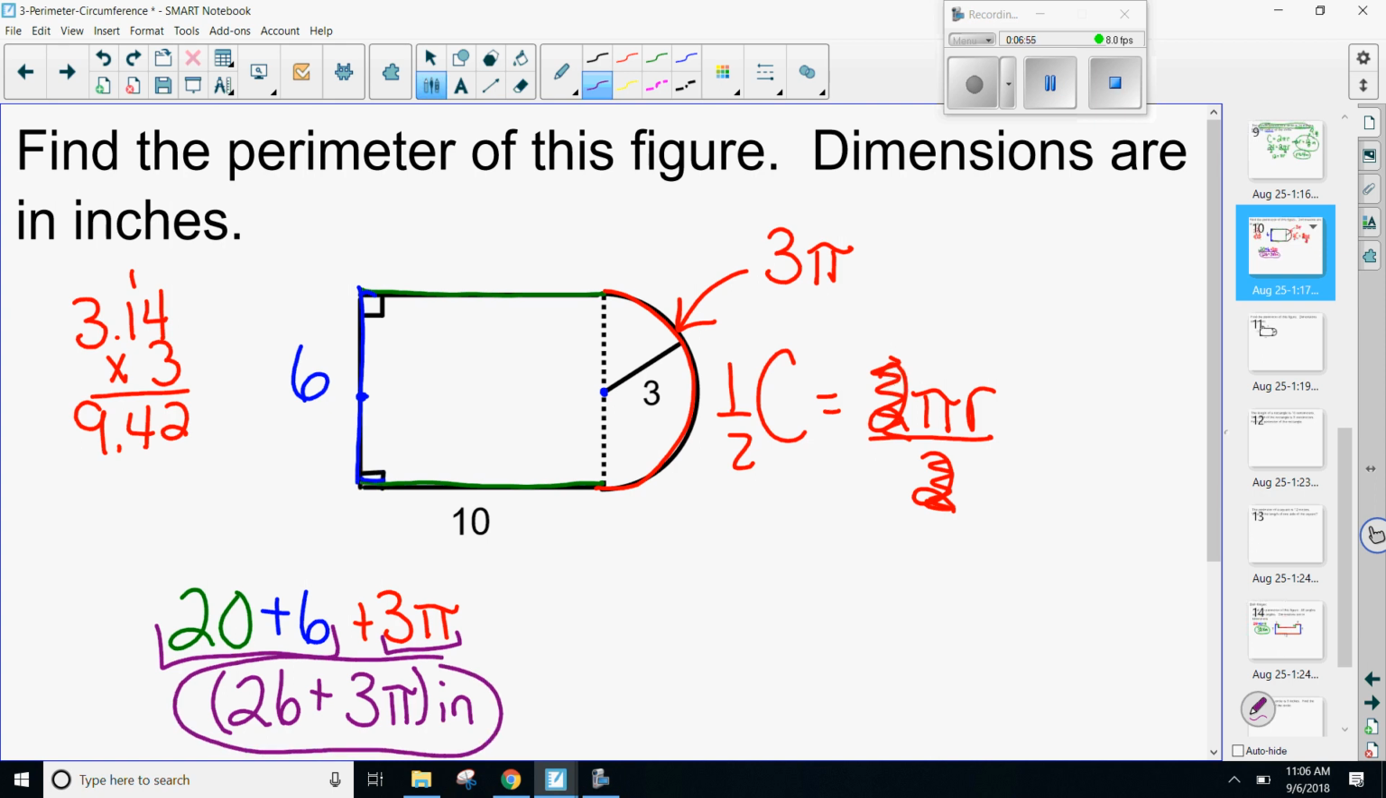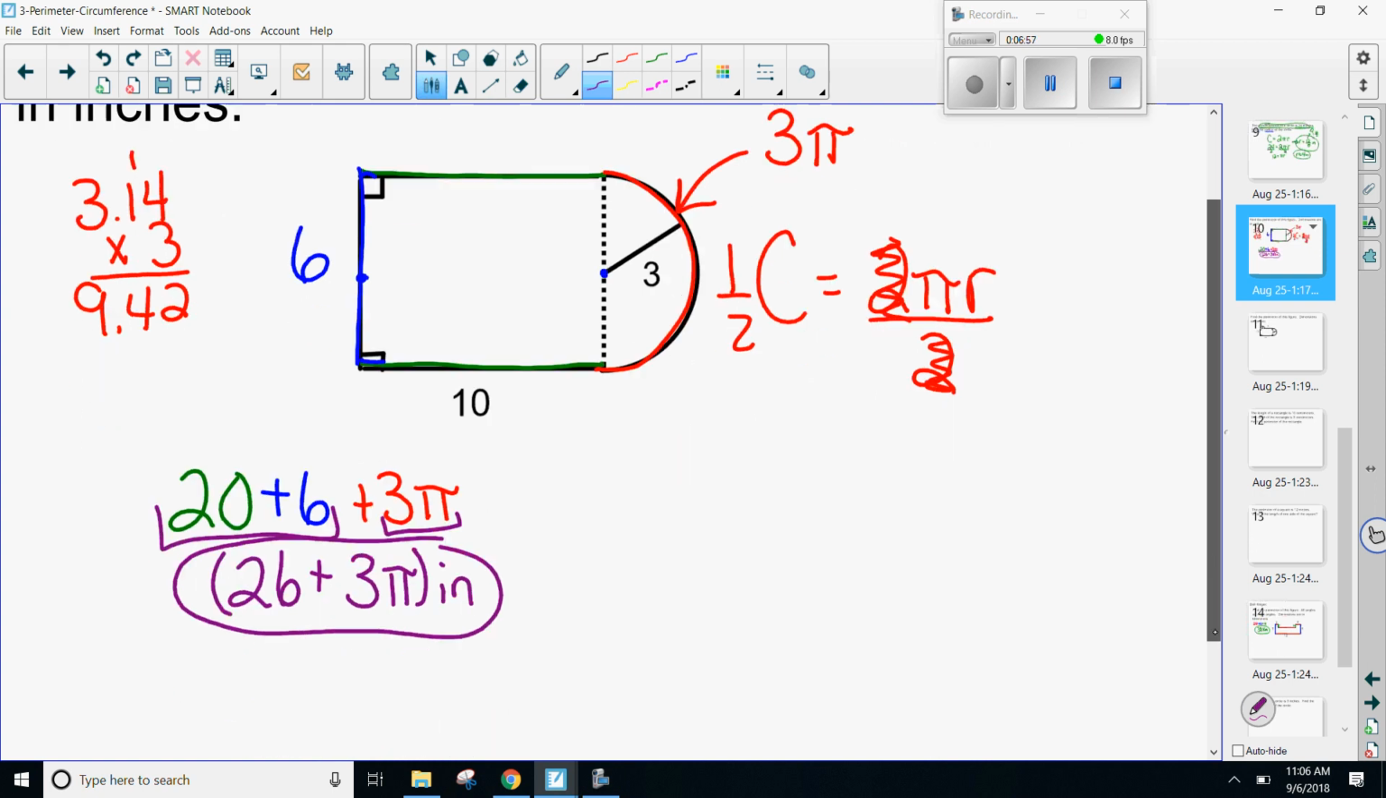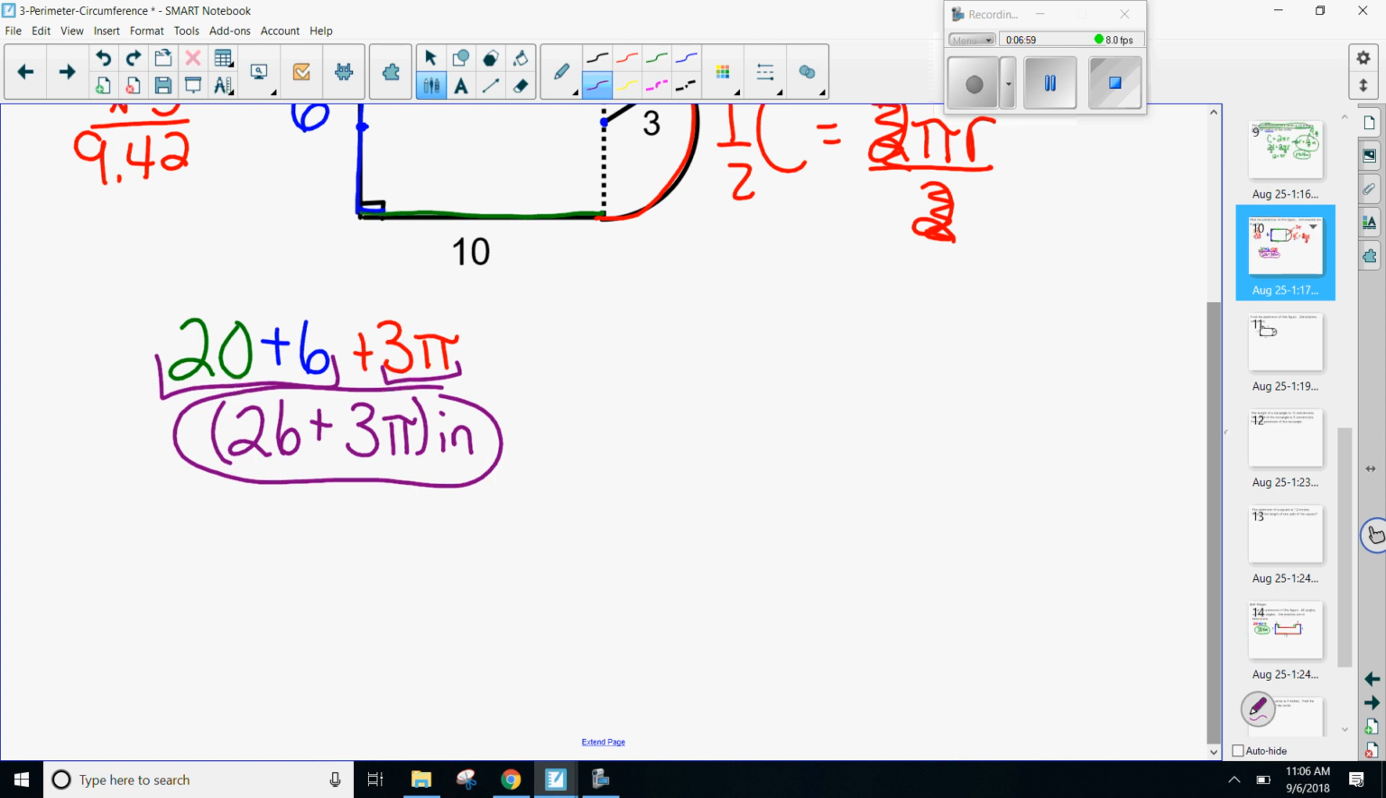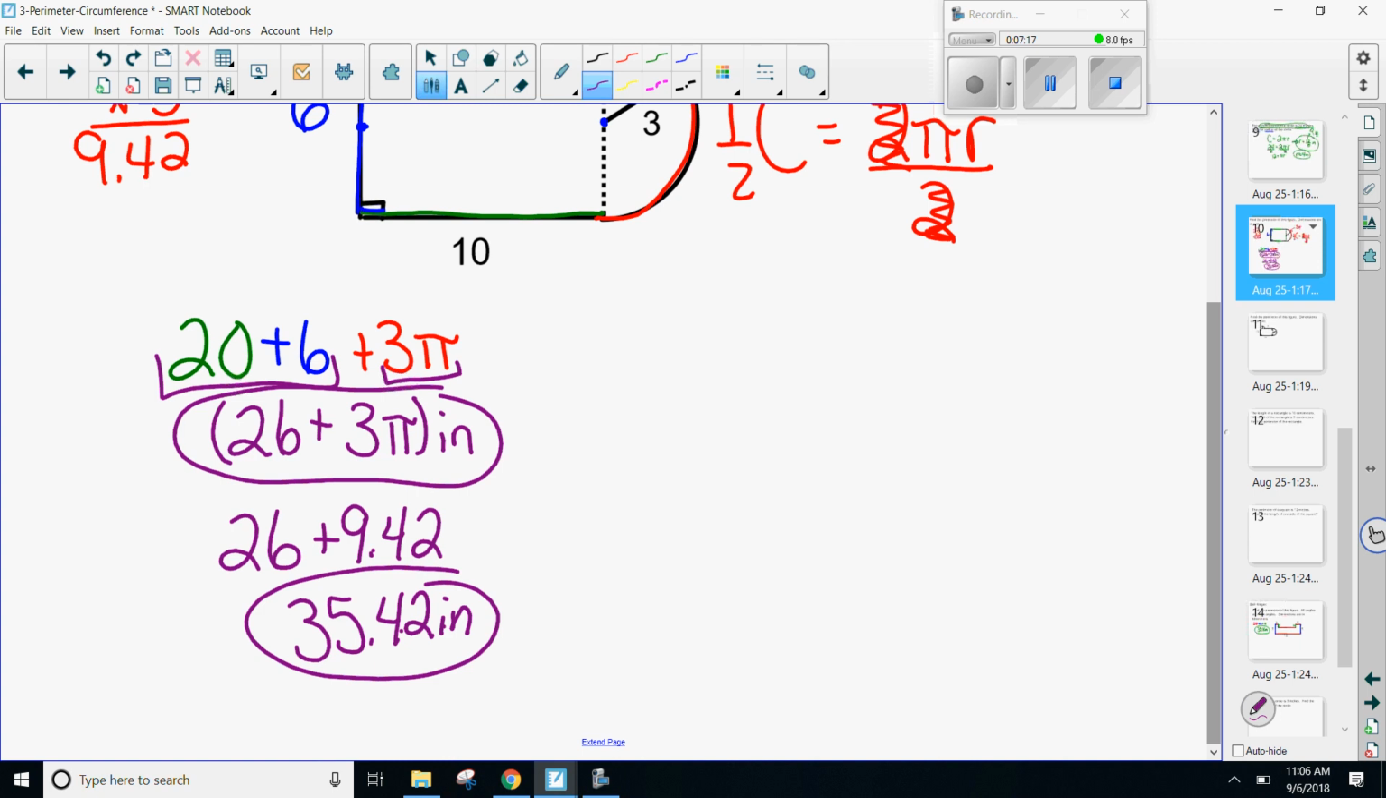Now if I use that, we already talked about what 3 pi is. What is the value of 3 pi? 9.42. And if I add those together, you end up with 35.42 inches.